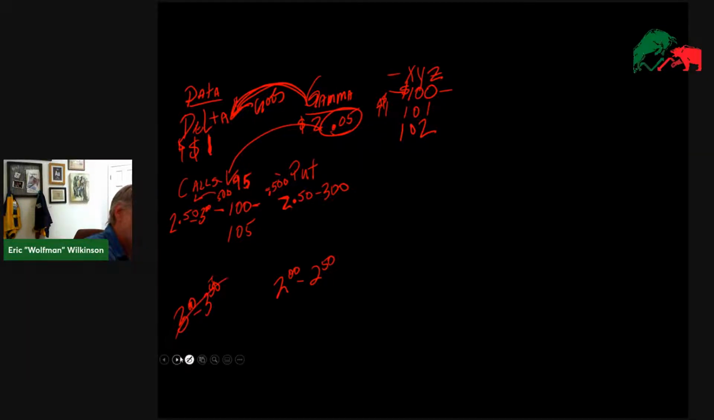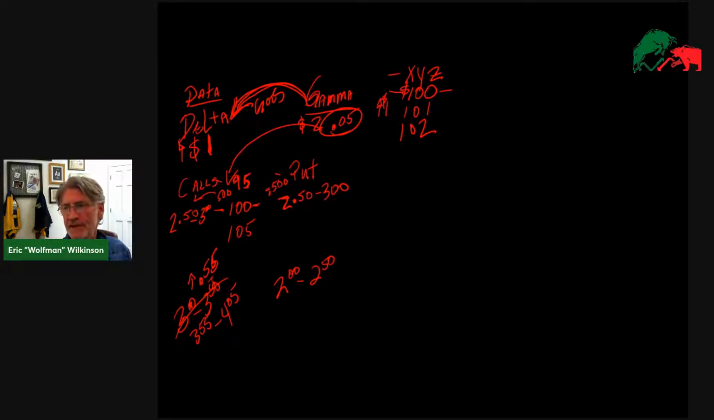Now our premiums would look like $3.55 at $4.05, right? Because they've increased now by 50, the delta, plus the gamma, 55 cents, right? Does that make sense? Did I lose anybody there? If that makes sense, please type a Y over there.